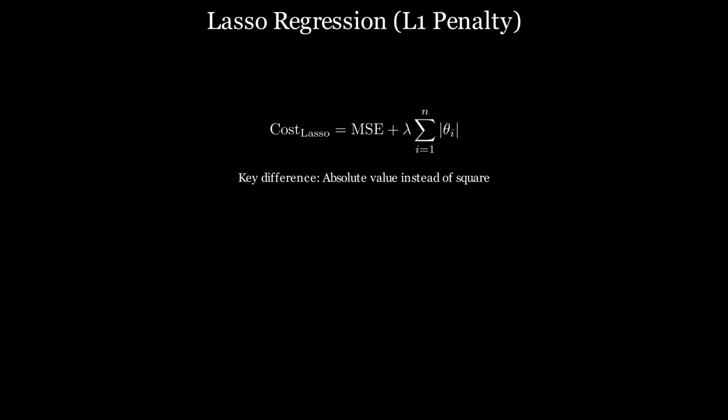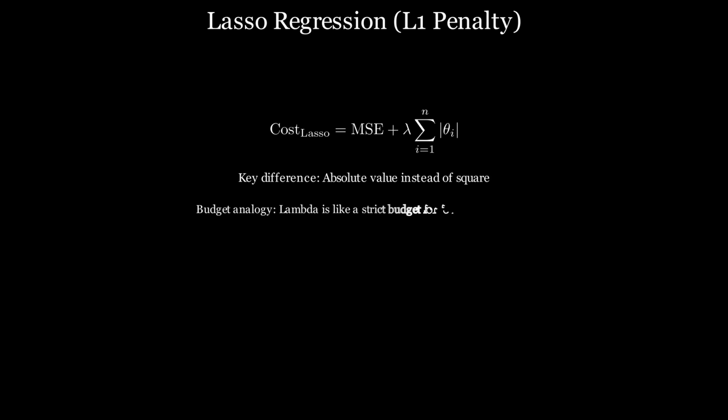Next is Lasso regression. Lasso stands for least absolute shrinkage and selection operator, and it uses an L1 penalty. The cost function is very similar to ridge, but notice the key difference. Instead of squaring the coefficients, we take their absolute value. A seemingly small change has a massive impact.